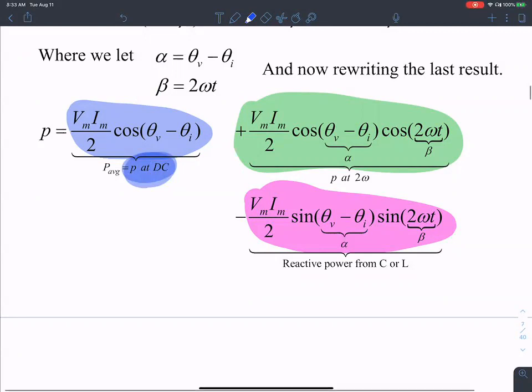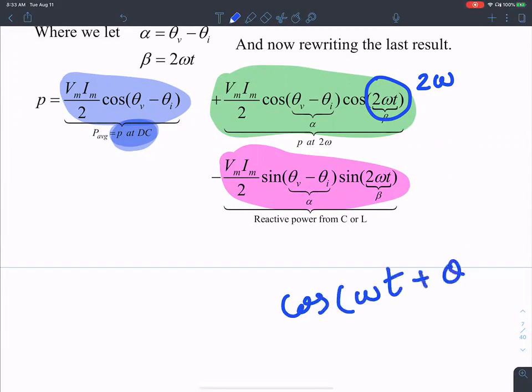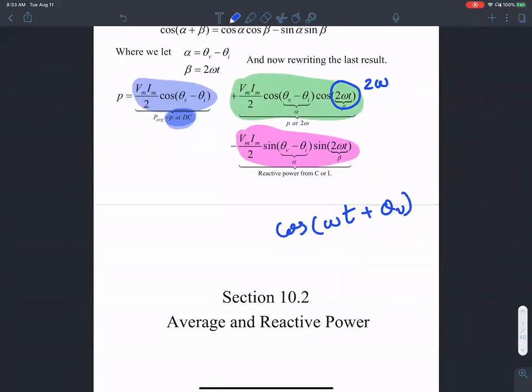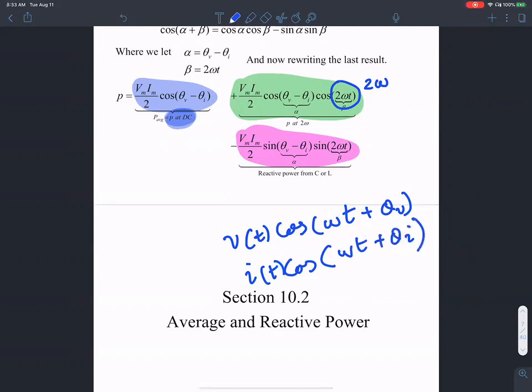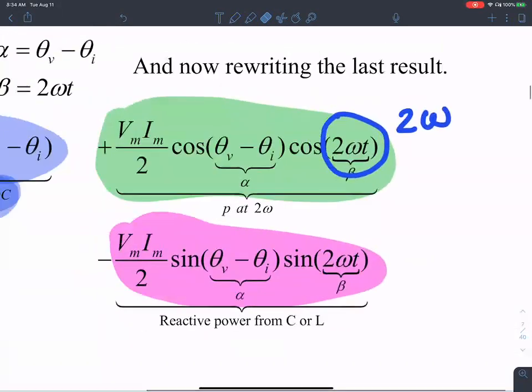Then there is the second term, which is in the cosine form. The third term is called the reactive power. This guy has a dependence on 2 omega. Remember, your voltage was in terms of omega t, and your current was omega t as well, with theta V and theta I, but your power has dependence on 2 omega t. That's how trigonometric identities work.